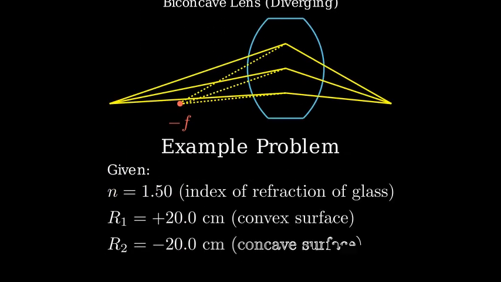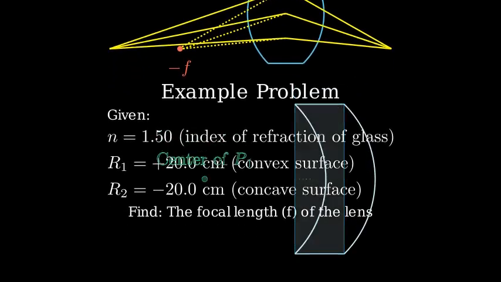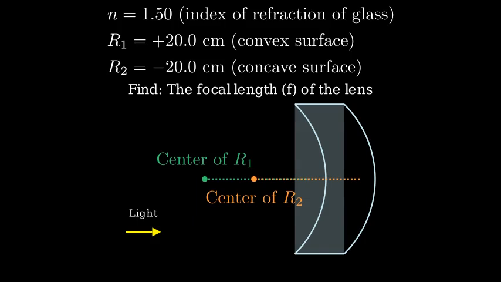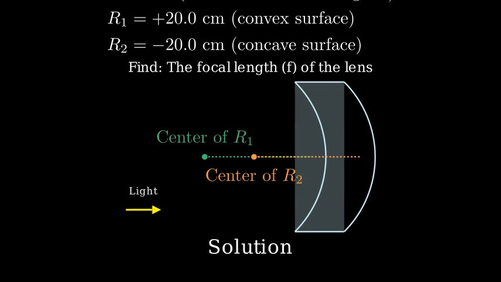Suppose we have a thin glass lens with an index of refraction n equal to 1.50. The first surface has a radius of curvature, R1 equal to positive 20.0 centimeters, making it convex from the light's perspective. The second surface has a radius of curvature, R2 equal to negative 20.0 centimeters, making it concave from the light's perspective. Our task is to find the focal length f of this lens. Let's visualize this lens first to understand what we're working with. Now, let's solve for the focal length using the Lensmaker's equation.